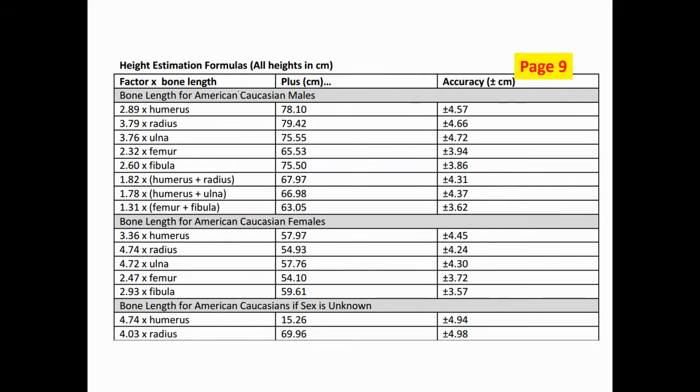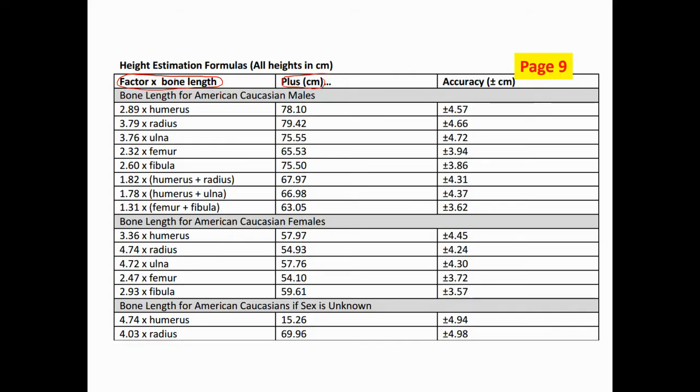I wanted to point out a couple things. Pay attention to the heading. This gives you the general formula. You take this factor, or a certain number, times the length of the bone that you've got, whether it's the humerus, the radius, the ulna, the femur, etc. Then you add on this number, this amount of centimeters. That gives you your answer: factor times the bone length, then add this number, and then don't forget about the accuracy, plus or minus however many centimeters.